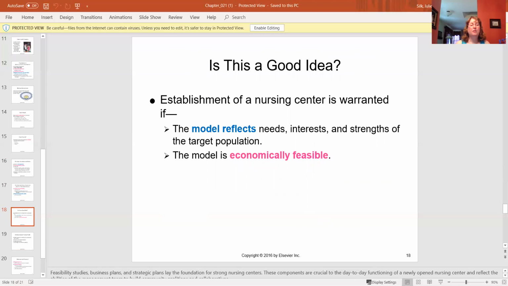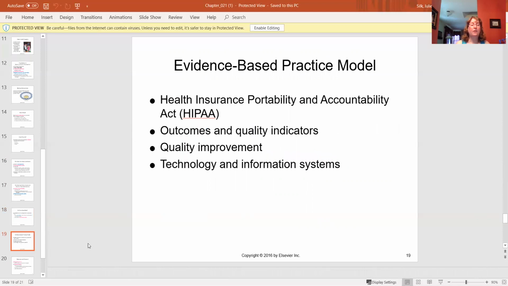Okay, so feasibility studies, we already talked about that. Establishment of a nursing center is warranted if the model reflects a need, an interest, and strengths of the target population, and the model is economically feasible. Those are things you would have to think about. When you look at the evidence-based practice model, there's the Health Insurance Portability and Accountability Act, that's HIPAA, outcomes and quality indicators, quality improvement, and technology and information systems. All of that has to be part of what you're doing in your center.